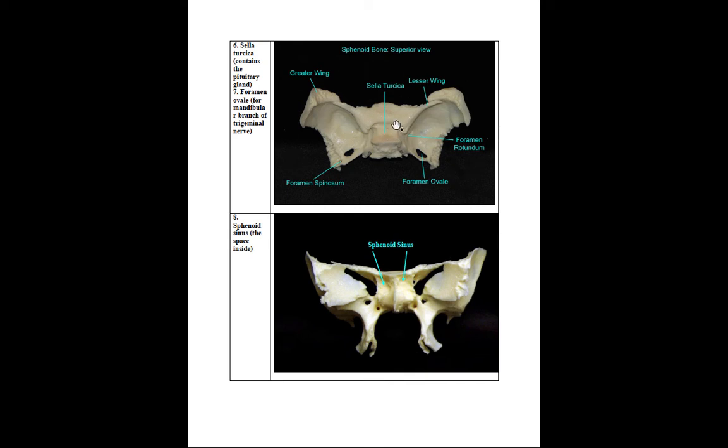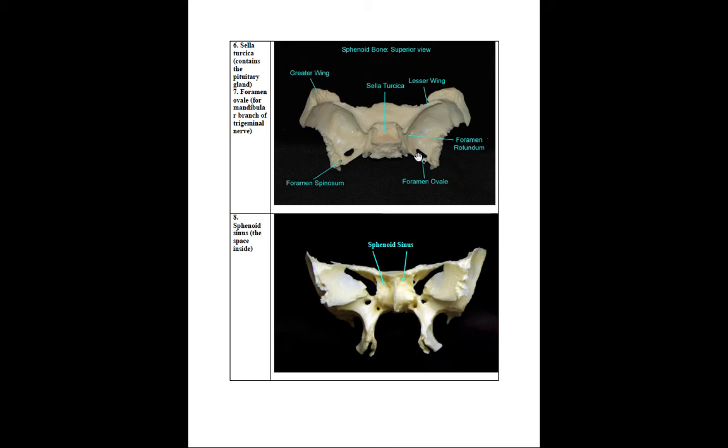Here you'll also see on the superior view what's called the sella turcica, which stands for the Turkish saddle. And so it looks like a saddle here. And that sella turcica is going to actually house the pituitary gland. And then we have what's called the foramen ovale.